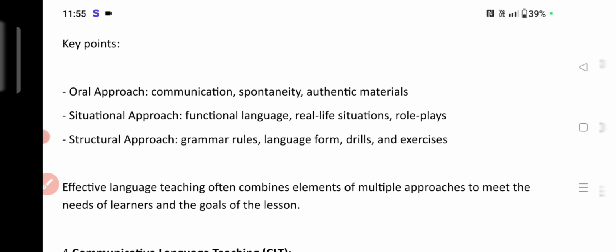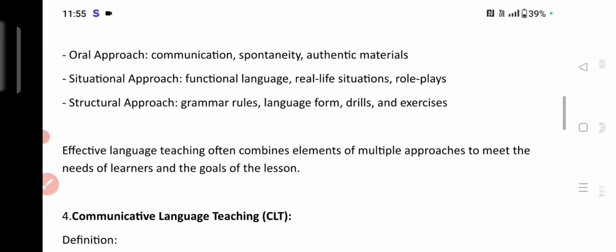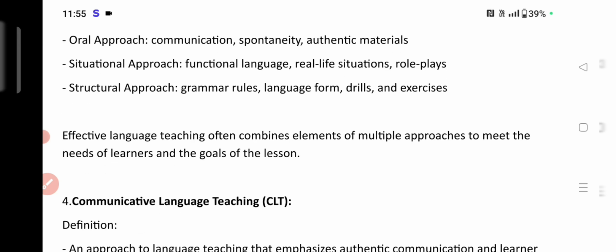So some of the key points: oral means nothing but communication, spontaneity, authentic materials. Situational means functional language, real life situations, role plays, etc. So structural means grammar rules, language form, drills, exercises. So effective language teaching often combines elements of multiple approaches to meet the needs of the learners and the goals of the lesson.